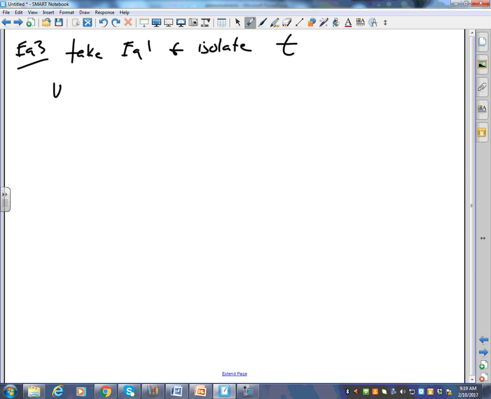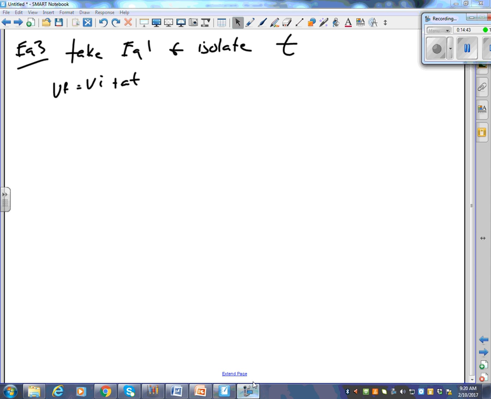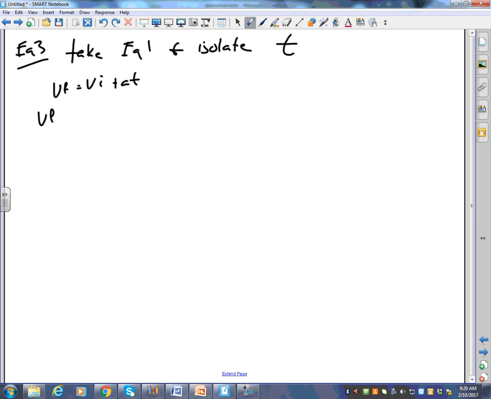So equation 1 was Vf equals Vi plus At. So isolating t means get t all by itself. So the first step is to get rid of the Vi or the A? Vi. We subtract Vi from both sides, right? And we're going to get Vf minus Vi. When I subtract Vi from that side, I'm left with just At.